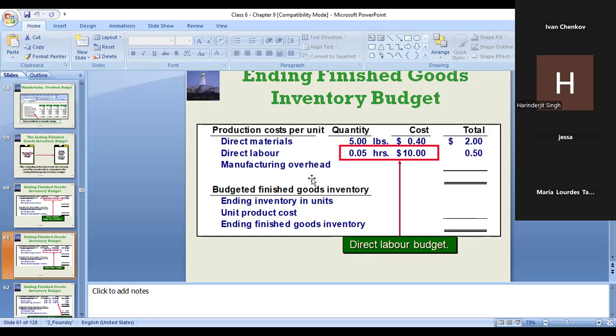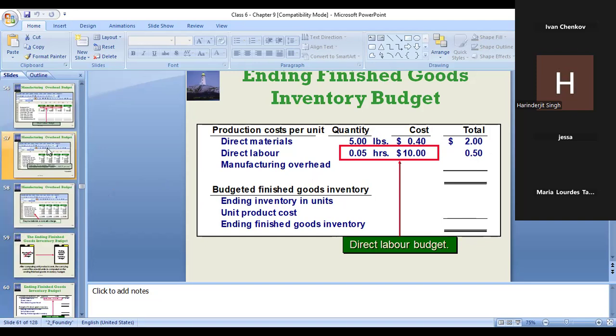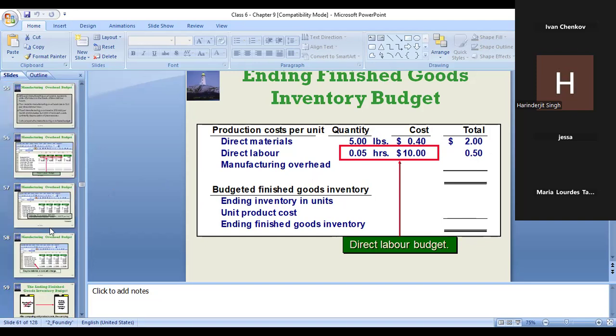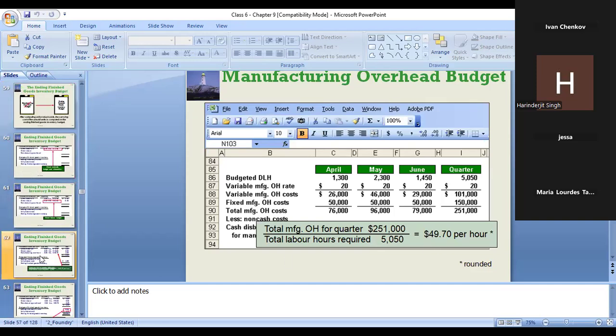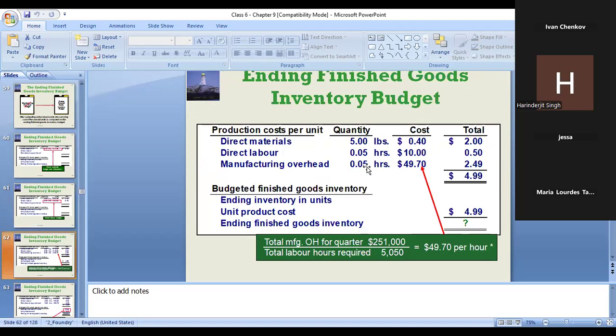And the last thing was the manufacturing overhead. We already calculated our manufacturing overhead. Calculations show us that we're going to have $49.70 per hour. And since we spend 0.05 hours per unit, times 49.70 is going to give us $2.49. So every unit that we're going to produce is going to cost us $4.99.